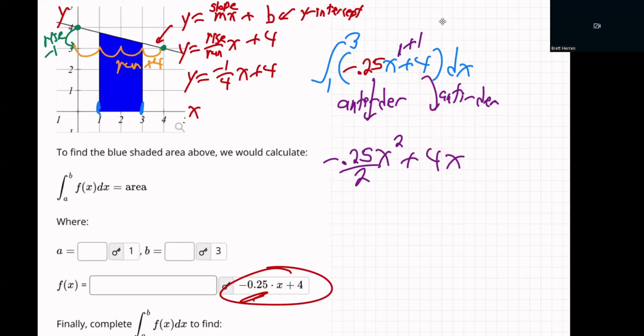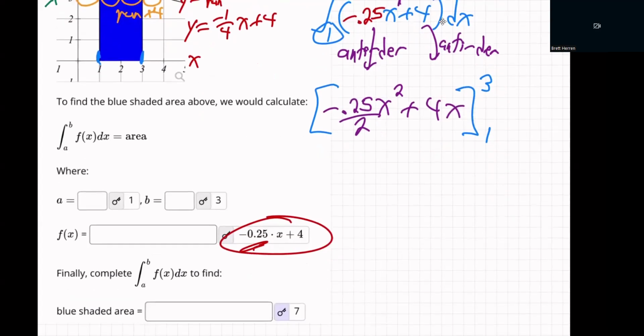But now what about the 1 and the 3? Right. You have to plug in. I'm going to put them over here, is what we usually do. We have to plug in the values. We're not done yet. And notice I didn't put the plus C because we're going to plug in actual numbers. We don't need a constant. So here we go. What that means is you take this whole function, you plug in 3, and then you plug in 1 and you subtract them.